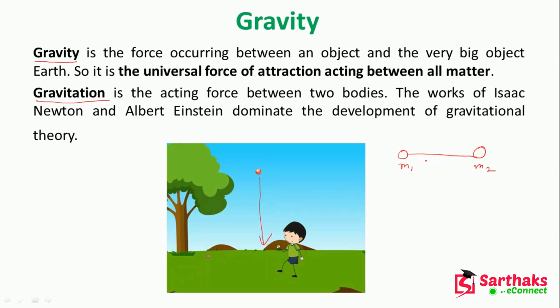Always remember one thing, there is a little bit of difference between gravity and gravitation. Gravity means whatever the force is between the earth and any object. It may be a ball, it may be an apple, it may be any object. But gravitation means if you have two objects, suppose two balls, or one bat and one ball, then whatever the acting force between the two bodies, that is gravitation. As I have told, Sir Isaac Newton and Albert Einstein dominate the development of gravitational theory.